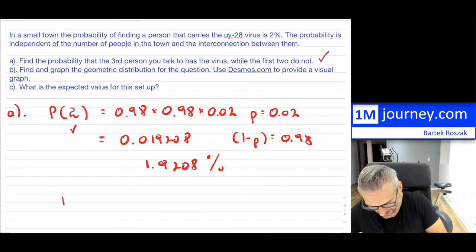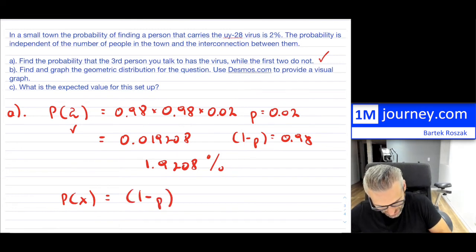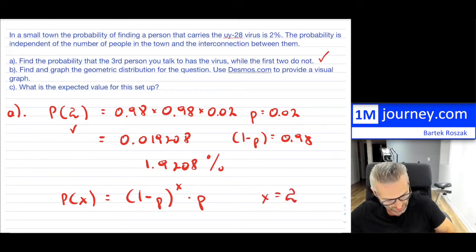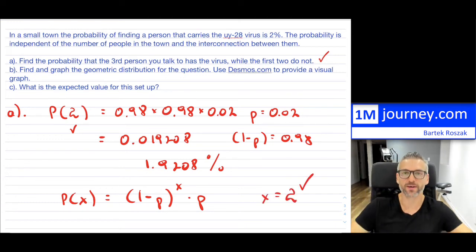And really it is coming from this, 1 minus p to the x multiplied by p, except here x is equal to 2. We have 2 unsuccessful trials, in this case people that are actually virus-free.